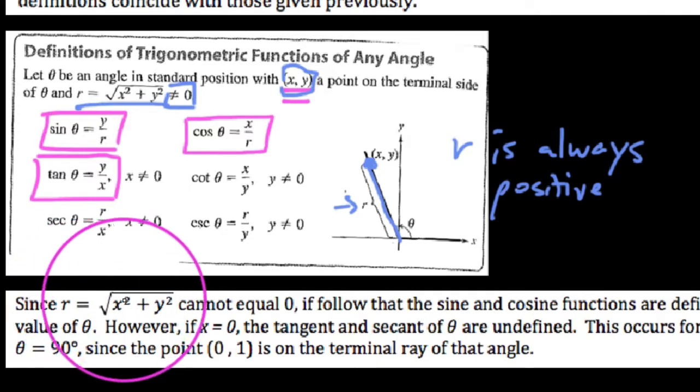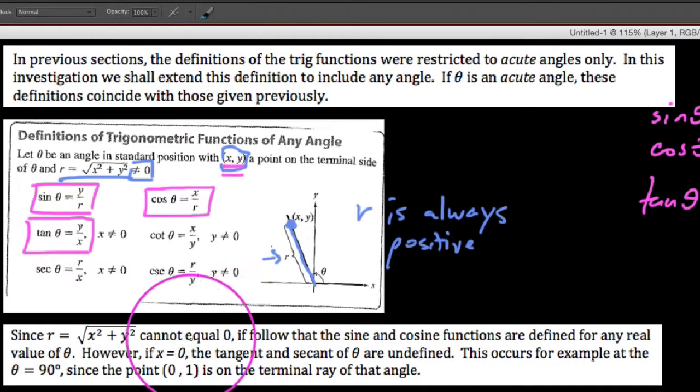We say since r is equal to the square root of x squared plus y squared, since it can't equal 0, it follows that the sine and cosine functions are defined for any real value of theta. That is something we already knew, that you can always find the sine or cosine of an angle. But basically what I'm saying is since r is non-zero, it'll never be 0, and the definitions of sine and cosine are y over r and x over r respectively, we will never divide by 0 in those instances. I did say this though.